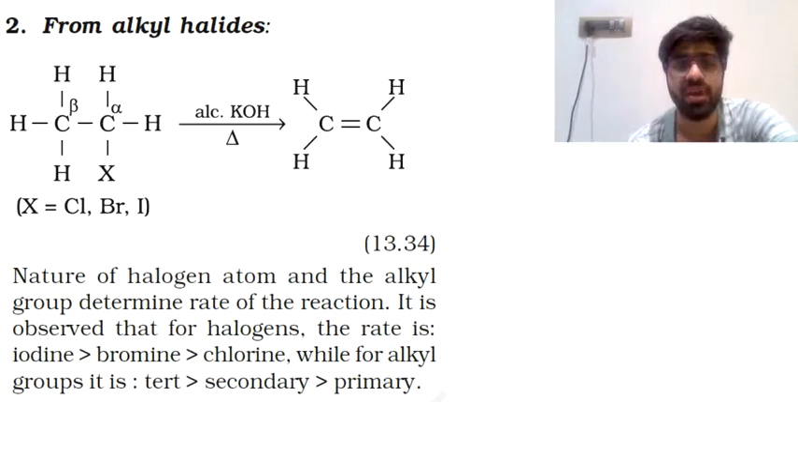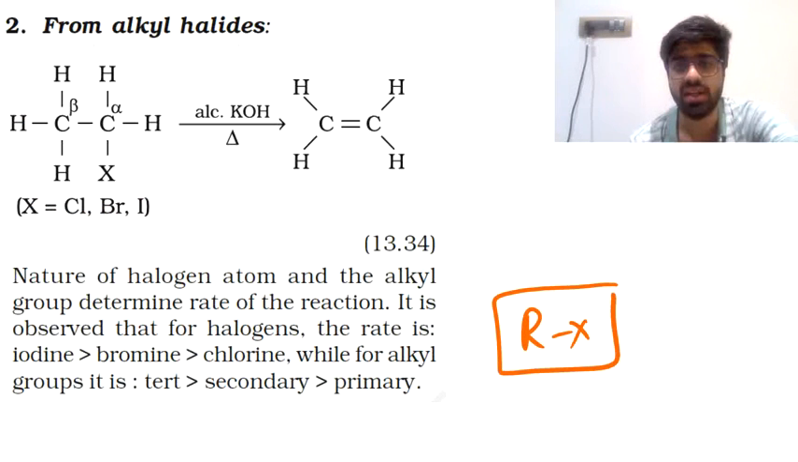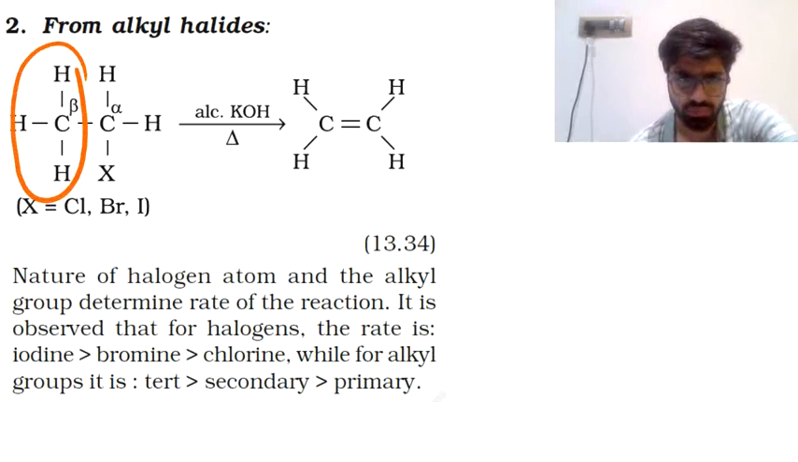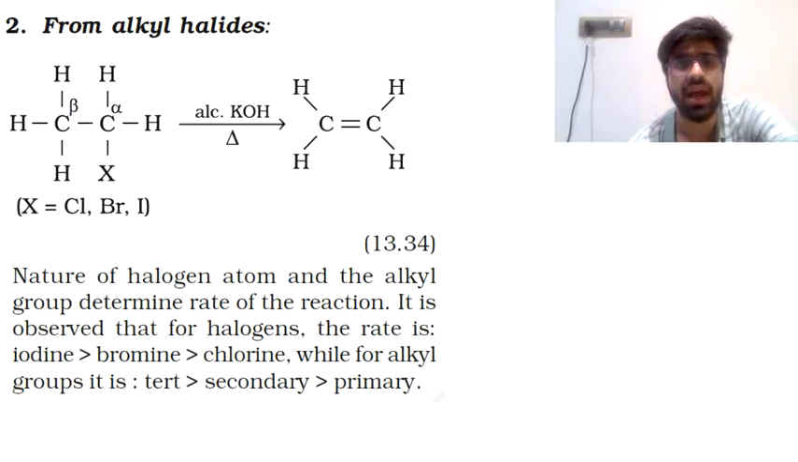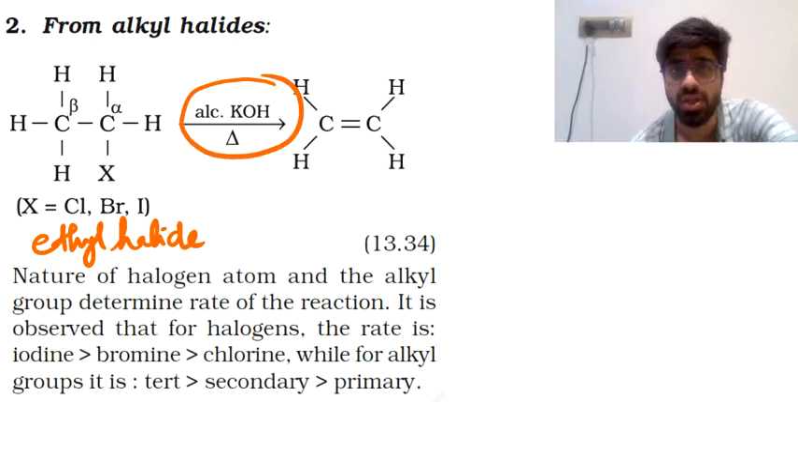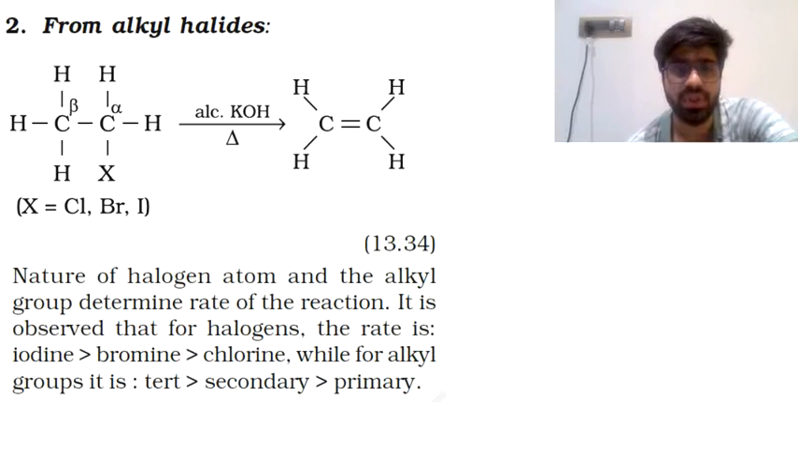Going ahead with the second method of preparation, that is alkyl halides. If you are taking an alkyl halide RX, here they are not writing it as RX because you need to see the structure to understand the reaction. We are writing it as CH3, CH2 and X. So this is typically an ethyl halide that we have taken. When you make an alkyl halide react with alcoholic KOH, when you heat it with alcoholic KOH, the halogen atom leaves with a hydrogen atom from the neighboring carbon atom.